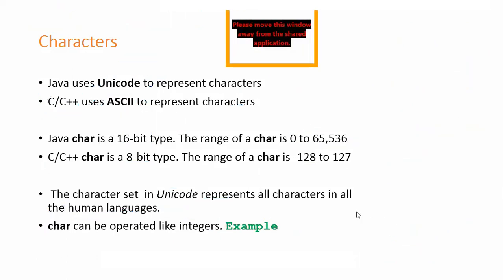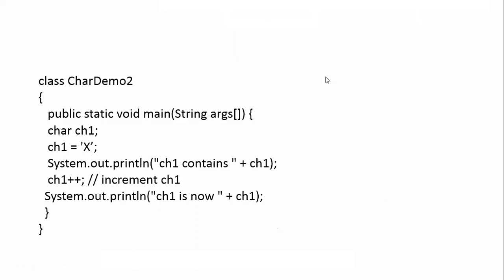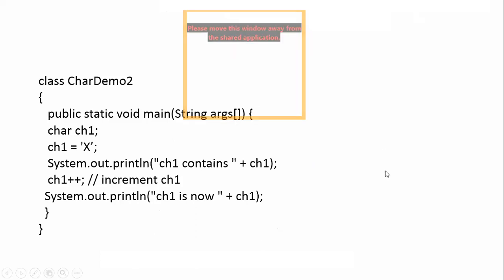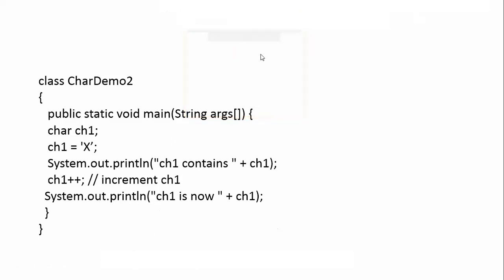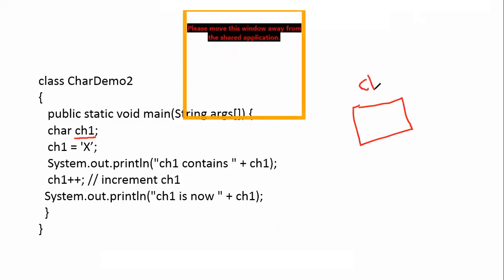Can you please tell the output of this program, students? Come on, make it fast. You see that here I have declared a character variable called ch1. So memory is allocated for this ch1. How much memory is allocated for a character? 2 bytes of memory are allocated for this character variable, because the type is character.